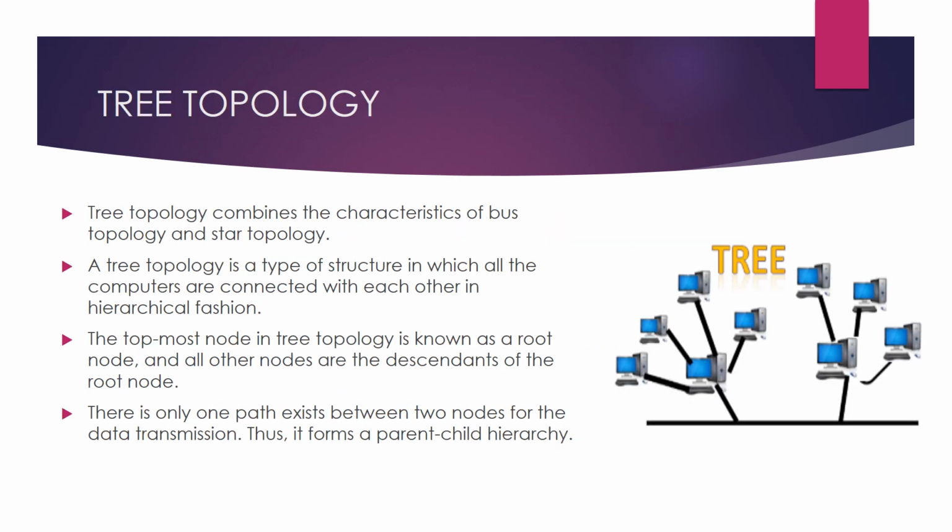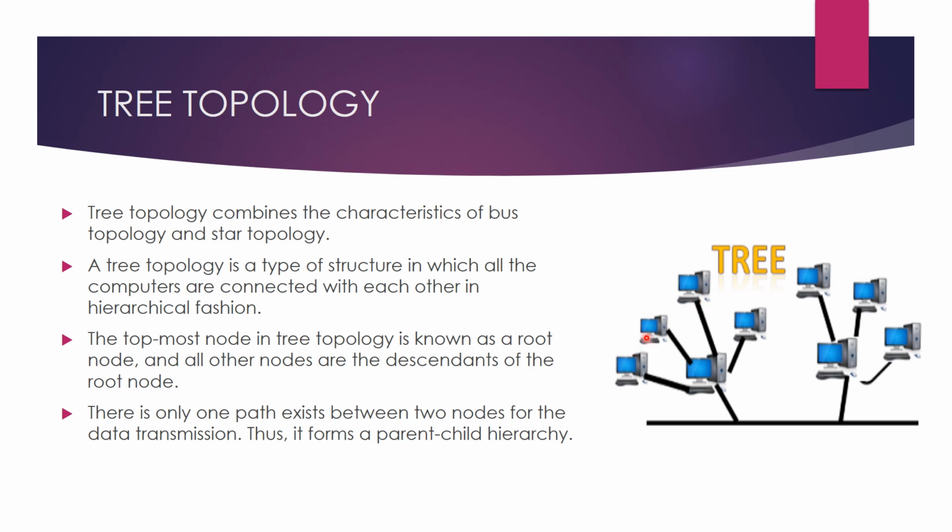Next comes tree topology. Tree topology basically combines the characteristics of bus topology and star topology. A network topology is a type of structure in which all the computers are connected with each other in a hierarchical fashion. As you can see from this picture, the topmost node in tree topology is known as the root node, and all other nodes are descendants of the root node.